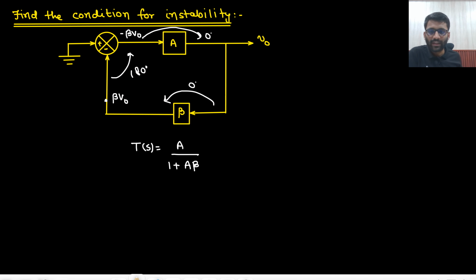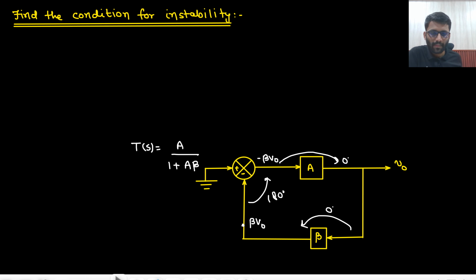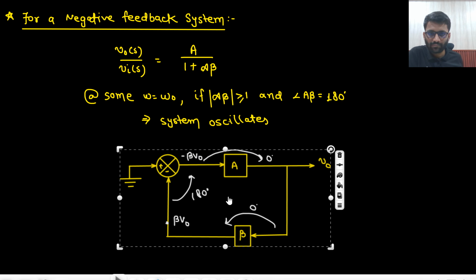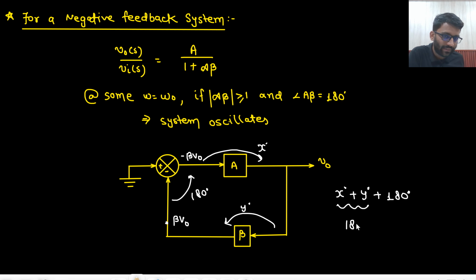Okay, so again I will draw this diagram here. Let's say this is providing you some x degree phase shift, this is providing you some x degree phase shift, this is providing you some y degree phase shift. So the total phase shift is x degree plus y degree plus 180 degree. This is the total phase shift, right? 180 degree is already there, and if x plus y is 180 degree, then the total phase shift will be 360 degree.